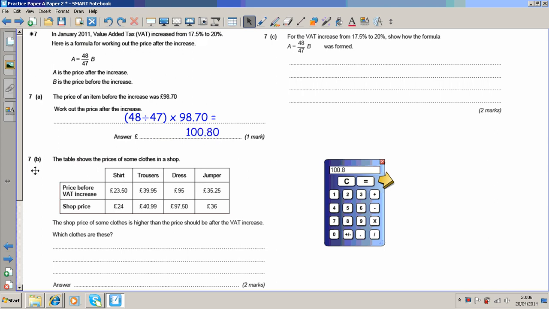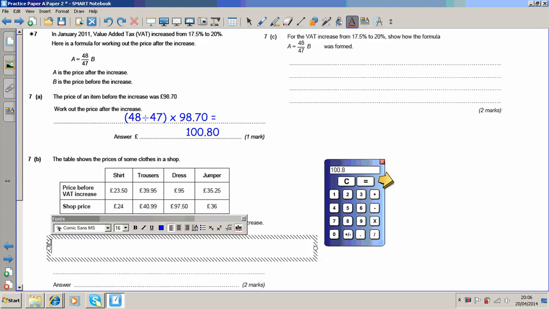So the table shows the price of some clothes in a shop, the price before the increase, the VAT increase, and the price after it. The shop price of some clothes is higher than the price should be after the VAT increase. Which clothes are these? So you're going to do exactly that for each one. So we'll start with the shirt.